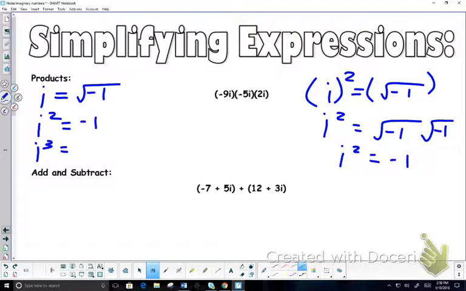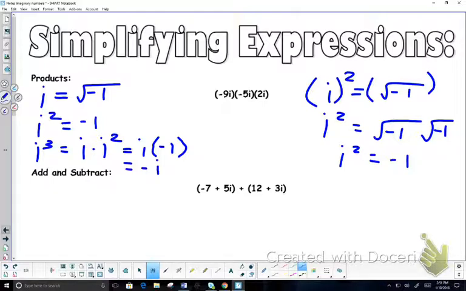Looking at this, it's i cubed, right? Do you agree i cubed is the same thing as i times i squared? So I got i times i squared. Well, what does i squared equal? Negative 1. And what does i equal? It's just i, right? So what's i times negative 1? Negative i.